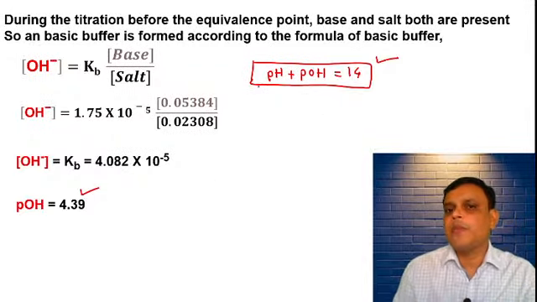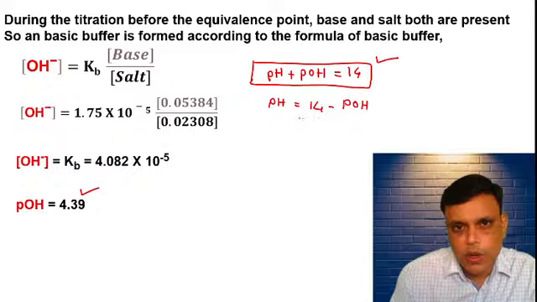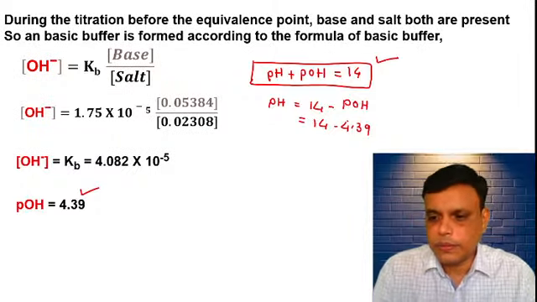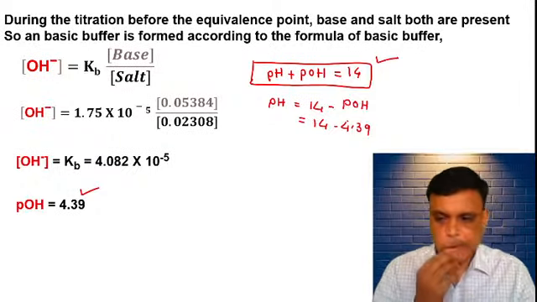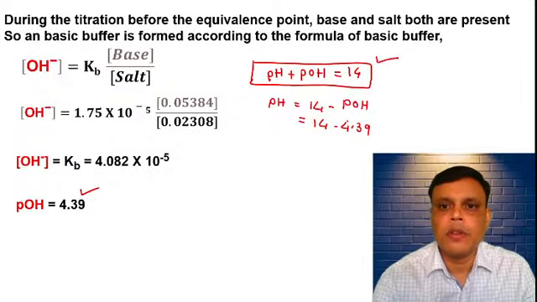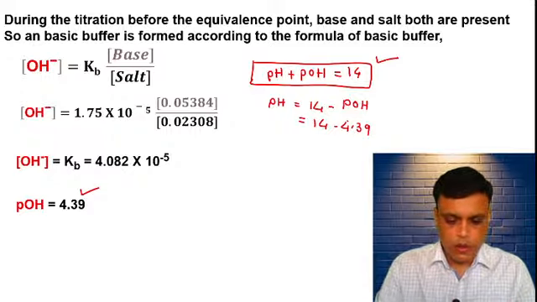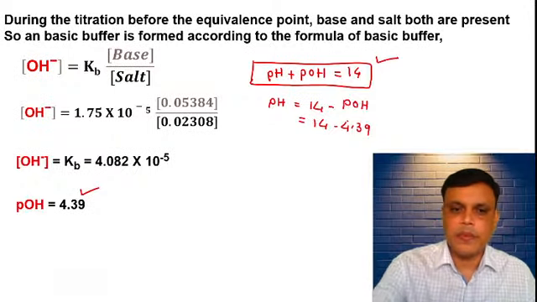Put this value, you can calculate the pH. So pH is equal to 14 minus pOH. So 14 minus 4.39, कितने आ रही pH की वैल्यू? Tell me the value of pH. 14 minus 4.39. How much is this? Let me calculate it. 14 minus 4.39. 9.61. Correct. Very good. So pH is 9.61.